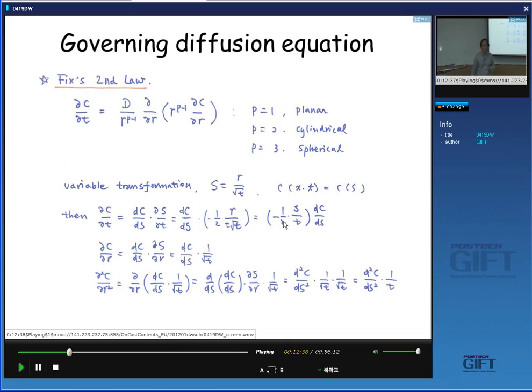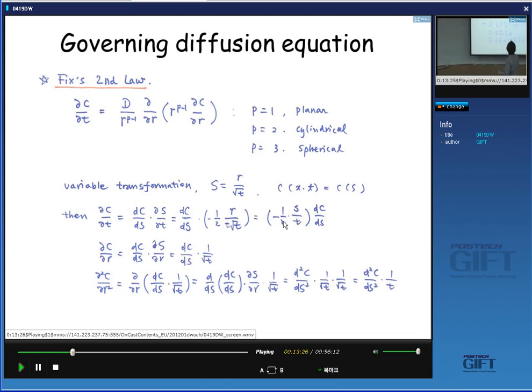Frankly speaking, I derive this equation only once a year for the lectures. So yesterday I had a practice. But the basic rule is I follow the slide, and since you are all very smart, I think you will not have any difficulty following this equation, but I add some explanation to help your understanding.